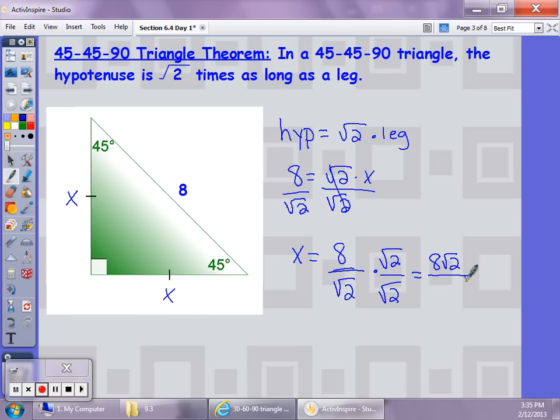In the denominator, we're going to have root 2 times root 2, which is root 4, and we know the square root of 4 is 2. And then if we simplify our fraction, we have 8 root 2 over 2, which simplifies into 4 root 2. So now we know that each leg is going to be equal to 4 root 2.